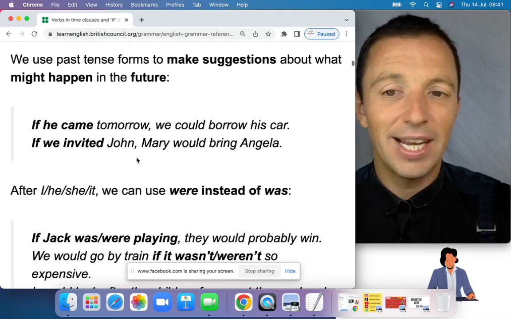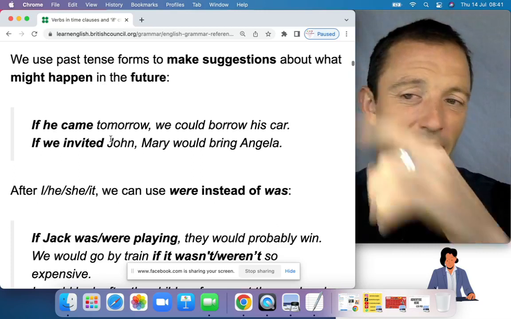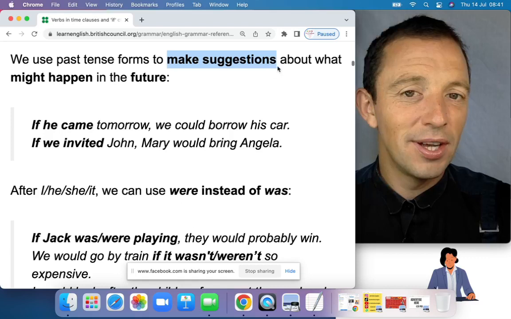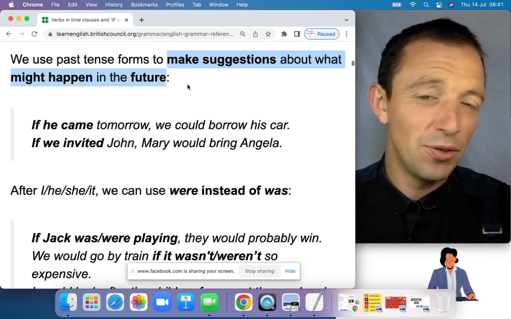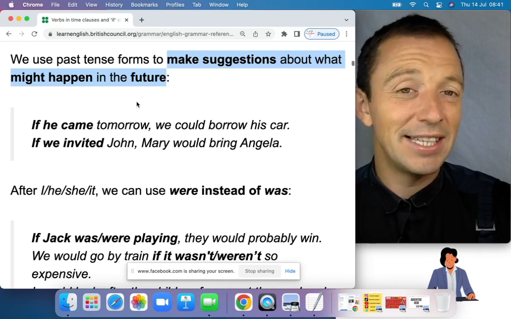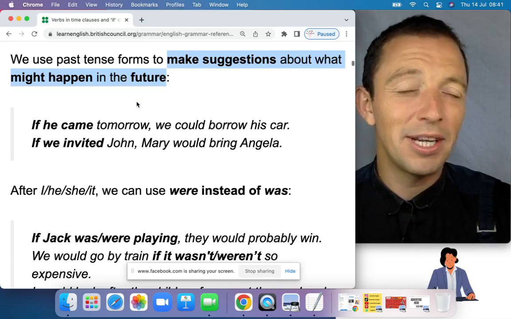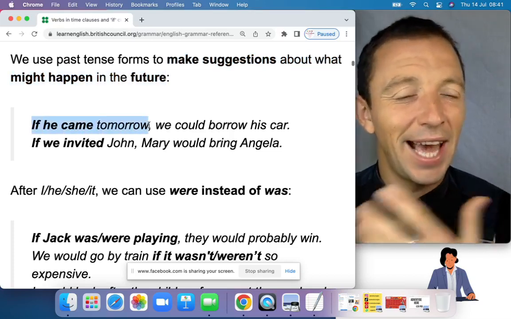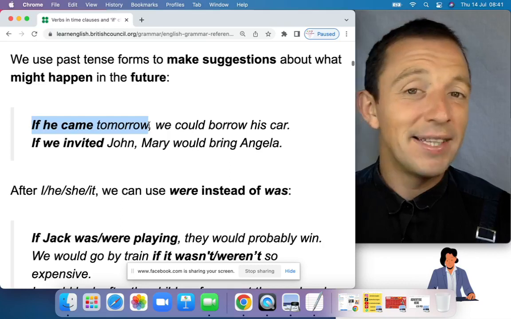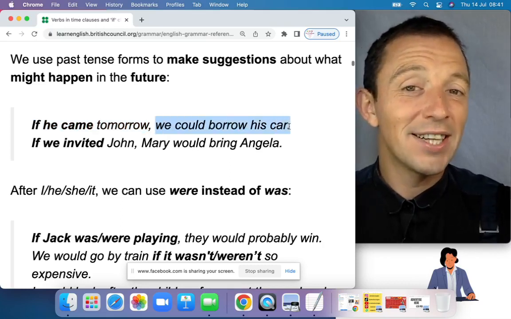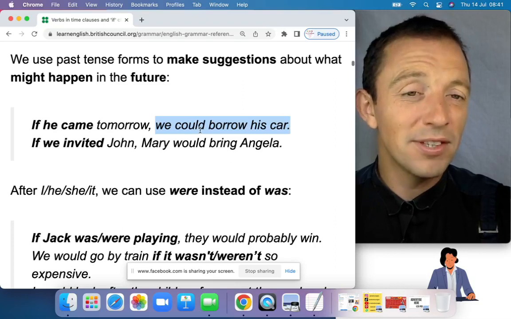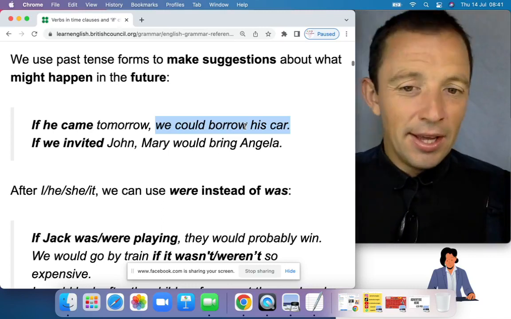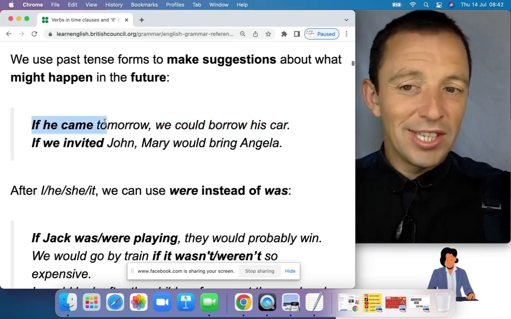Okay, next lesson. We use the past tense to make suggestions about what might happen in the future. So this is hypothetical, and it might happen. It may happen, it could happen, it possibly will happen. So here we have the conditional tense. If he came tomorrow, it might happen. We could borrow his car. That's a suggestion. We have the possibility to borrow his car if he came tomorrow. So the conditional clause is in the past tense again.